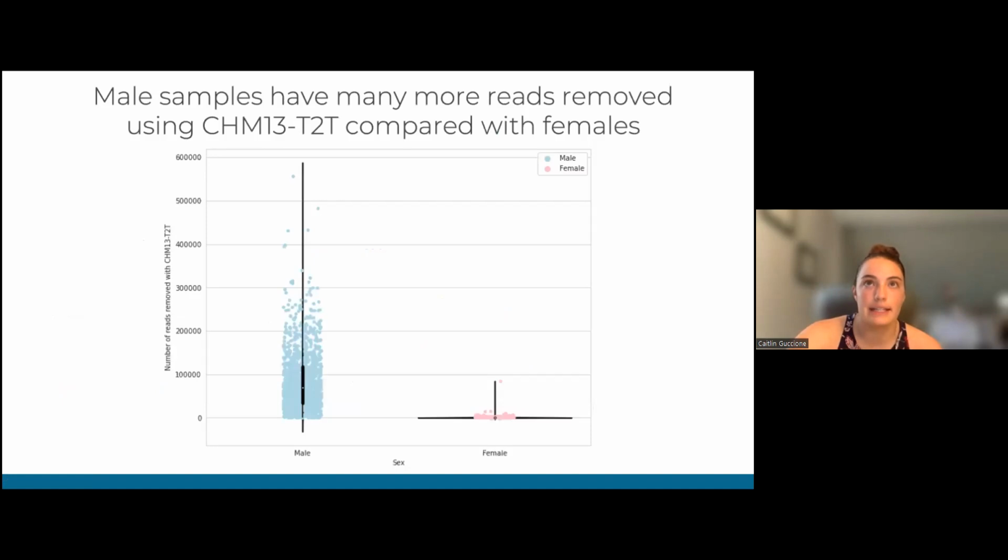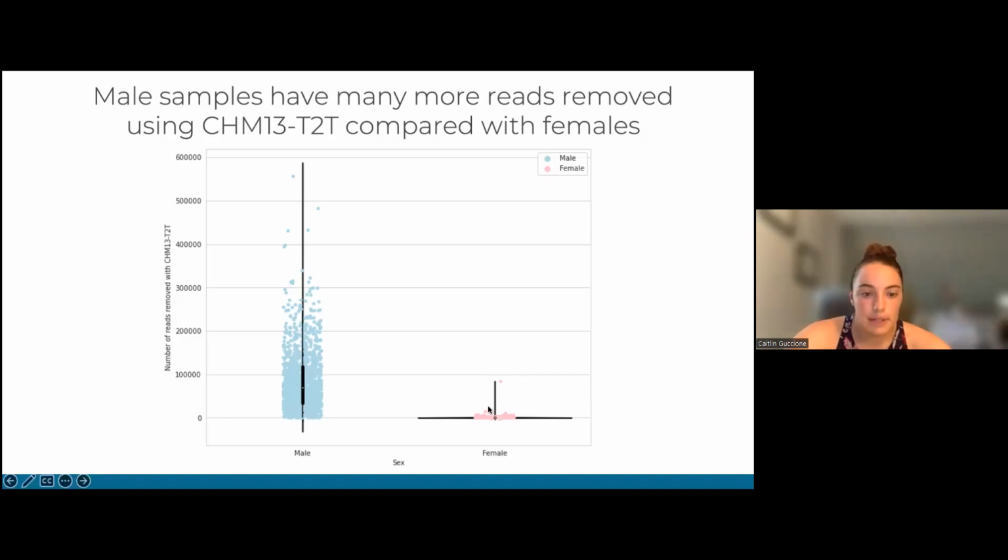So what I did is I looked at male samples and female samples, and I looked at the number of reads removed with the addition of the CHM13. And you can see that this release not only improved the Y chromosome, it did a couple other things as well, right? They were able to extend to other regions as well.